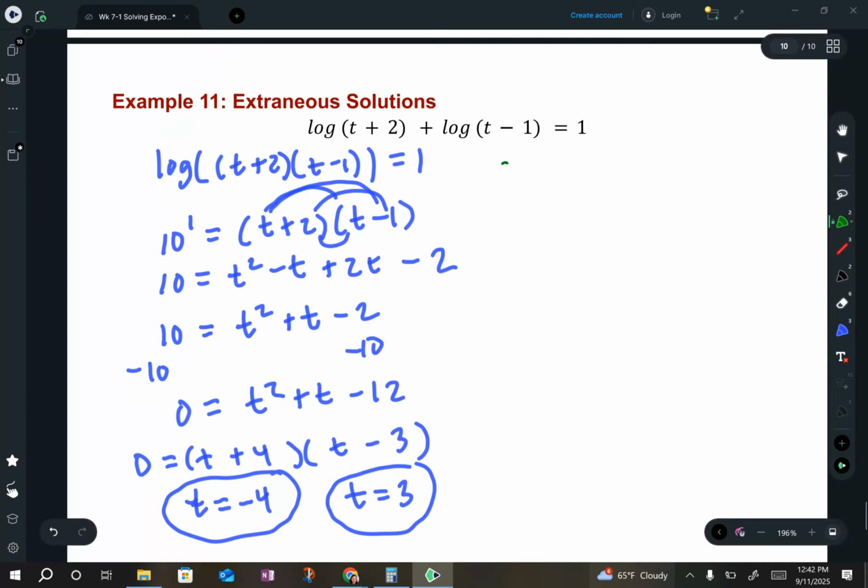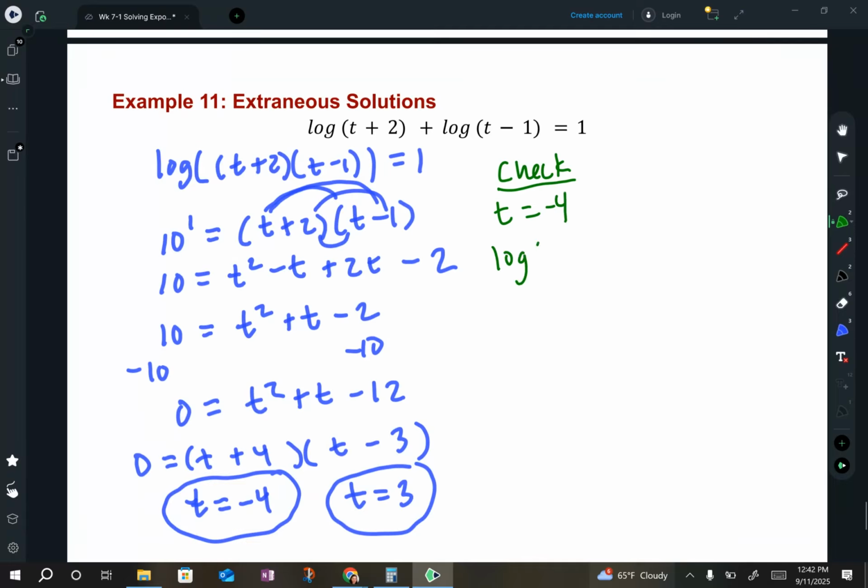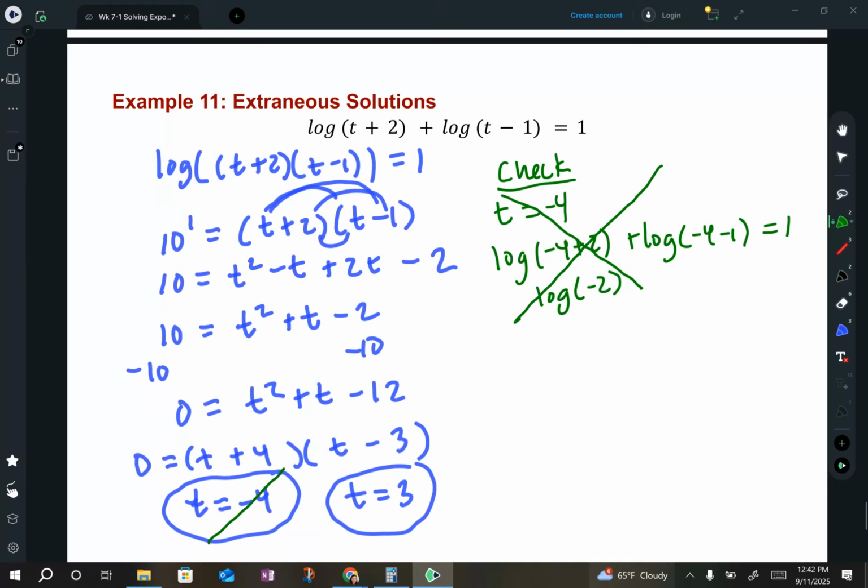I'm going to check them one at a time. Let's check t equals negative 4. So that gives me log of (negative 4 plus 2) plus log of (negative 4 minus 1). Is that equal to 1? So that's log of negative 2. And right off, I'm like, ooh, no. You cannot take the log of a negative number. This one's also going to be negative. That is not going to be a solution because you cannot take the log of a negative number.